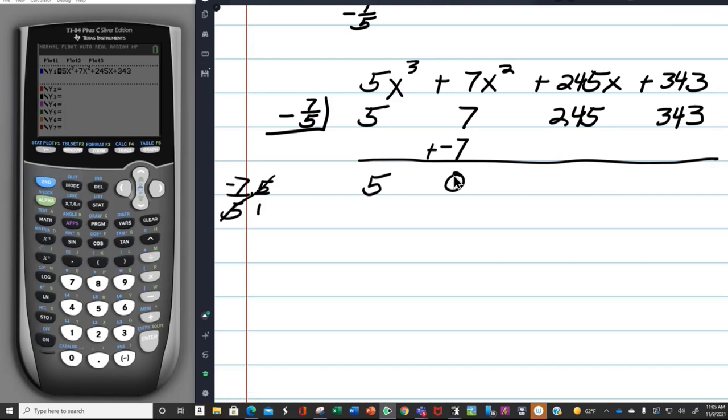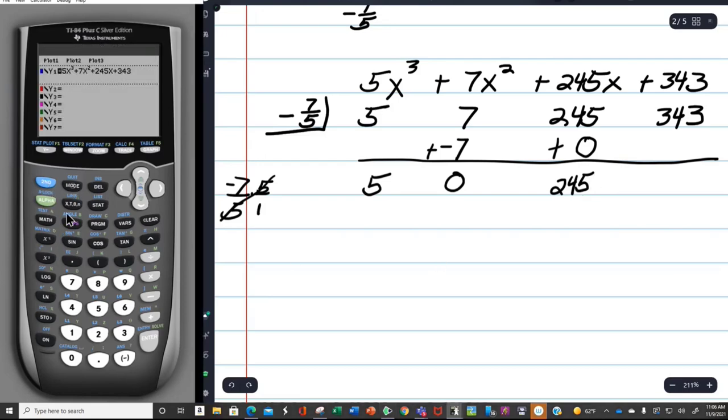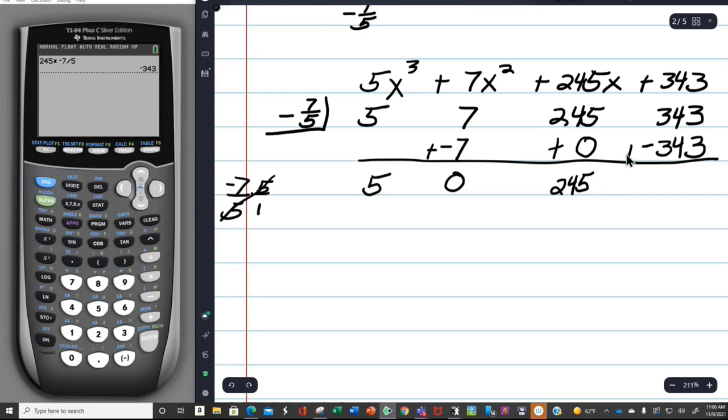That's not going to be real bad either. 0 times negative 7/5 is 0. So 245 plus 0 is 245. Now I'm going to turn to my calculator. 245 times negative 7/5. Enter. Oh, look at that. Can you believe that? Negative 343. And 343 plus negative 343 is zero.